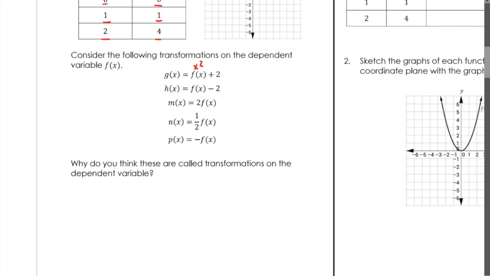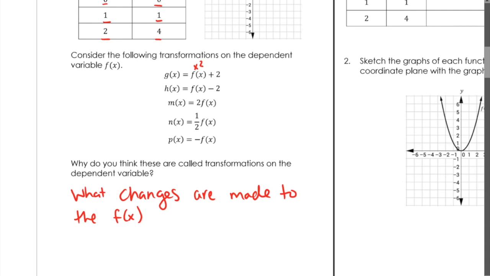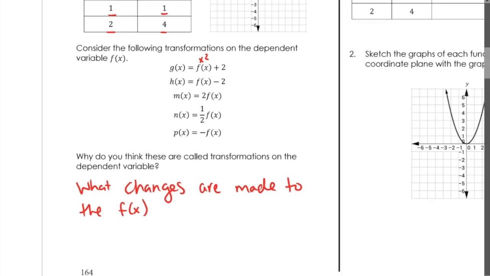Why do you think these are called transformations on the dependent variable? Okay, well, it's the dependent variable because we're talking about what changes are made to the f of x. So what changes are made on the f of x? That's what the transformation is. Does it transform into a different graph? Does it move up? Does it move down? Does it move to the left, to the right? So that's essentially what we're doing in this chapter today.